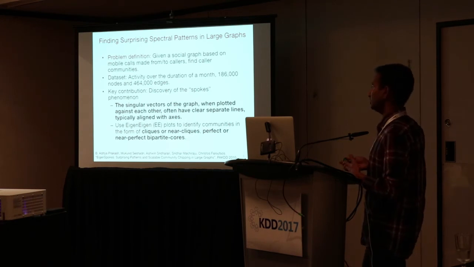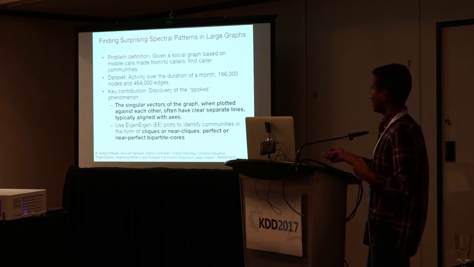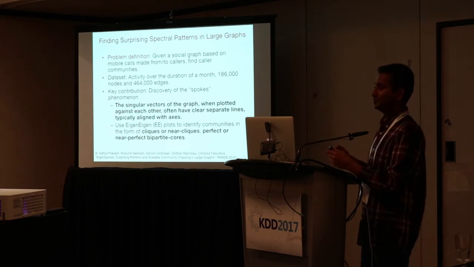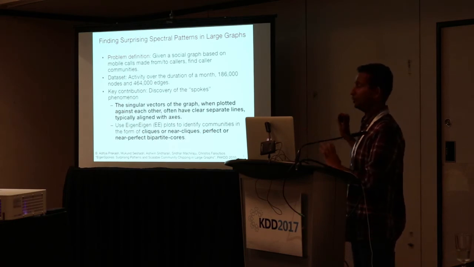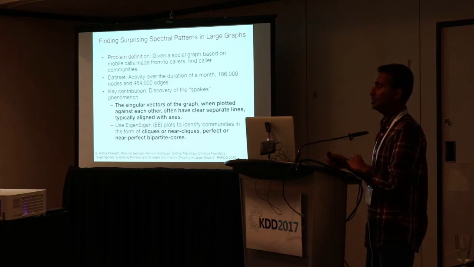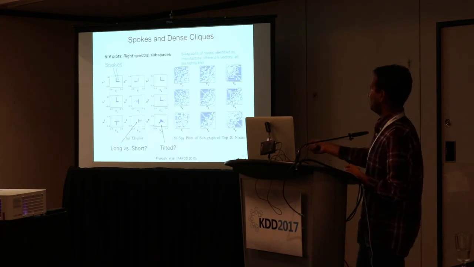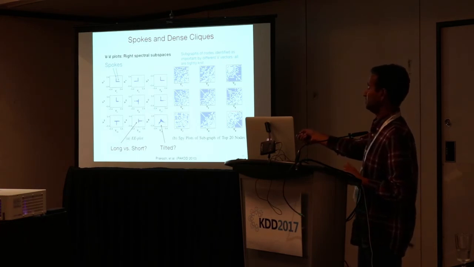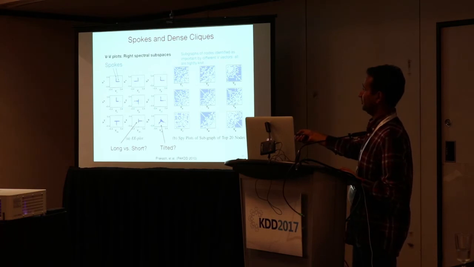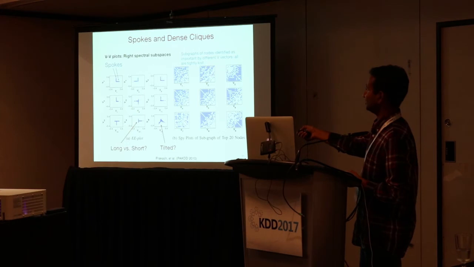The key contribution of this paper was that they identified spokes, which was very surprising. Essentially, when the left singular vectors or right singular vectors were plotted against each other, we'll look at a couple of examples, you saw spokes which were not really identified before. For example, if you take the right spectral subspace and plot the first right singular vector against the right singular vector of the second dimension, you get straight lines representing each node. So each dot, so this is a sequence of dots.